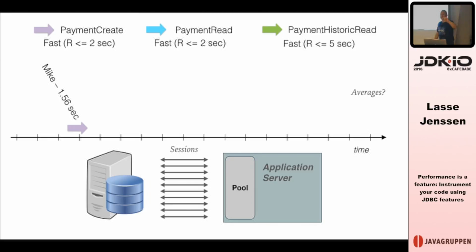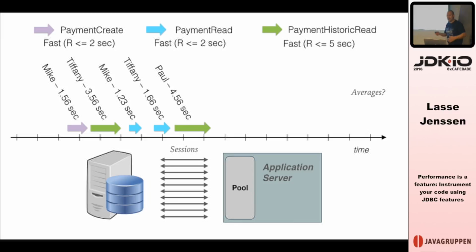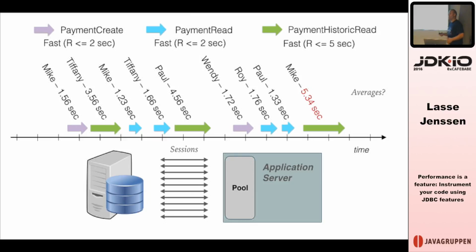So, Mike sits on his browser, he hits the payment create, and the application code grabs the session and runs the code. It runs for 1.556 seconds, releases the connection again, and the connection is idle. Suddenly Tiffany comes in, runs payment historic read using the same session, runs for 3.56 seconds, releases the connection, and it's idle again. And this goes on. Suddenly, Mike comes in again. He hits the payment historic read, grabs the connection, and it runs for 5.34 seconds.